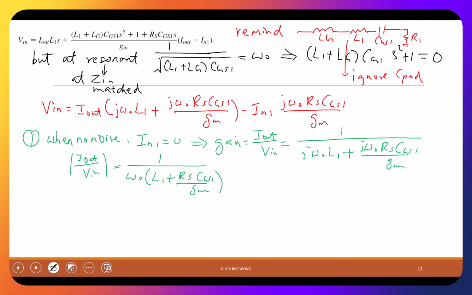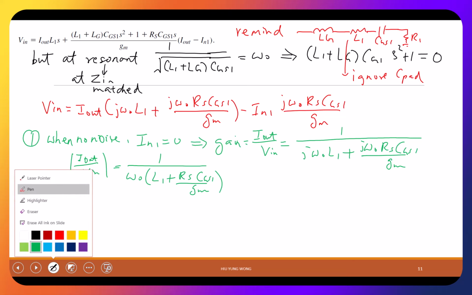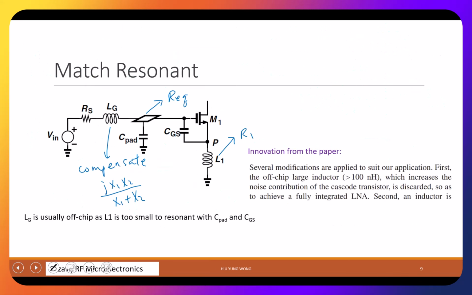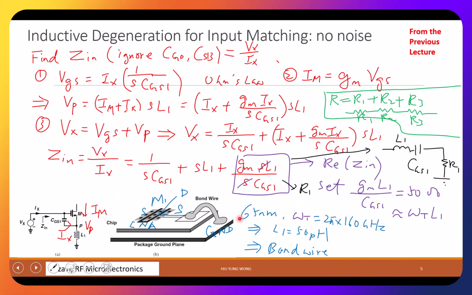So we'll continue to simplify it. Now, one more thing. What is Vx divided by Ix? It is equal to 1 over s CGS1 plus s L1 plus GM L1 divided by CGS1, right? This is what we matched earlier. This is the Z_in.